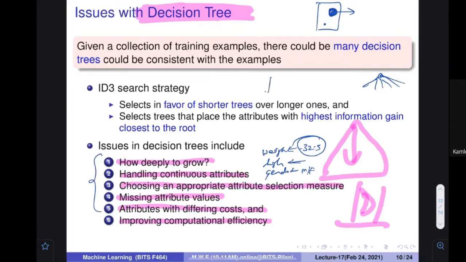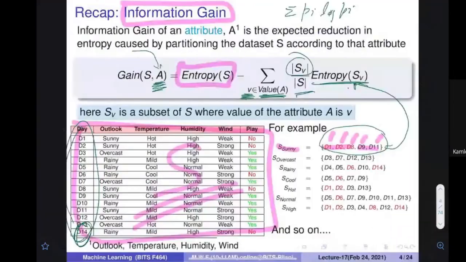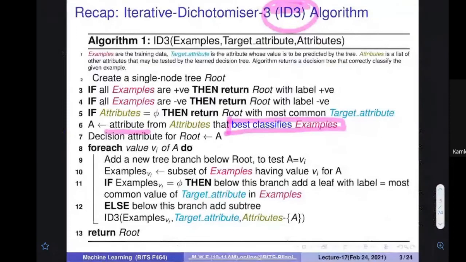That algorithm was ID3. Does everybody know this algorithm, the ID3 algorithm? Yes, because this was the algorithm that we have just discussed. It has a name, ID3. This was the algorithm, the ID3 algorithm.